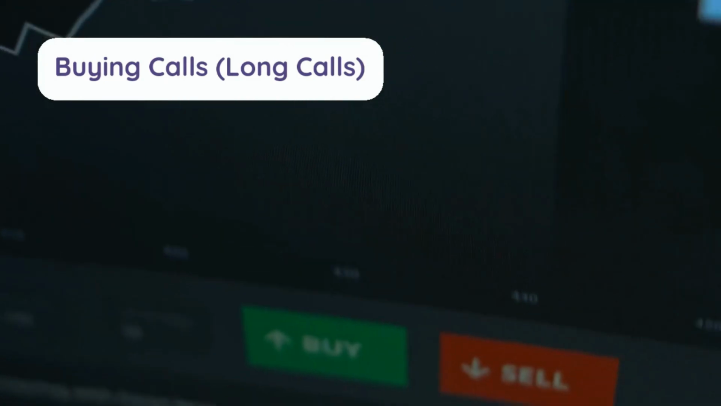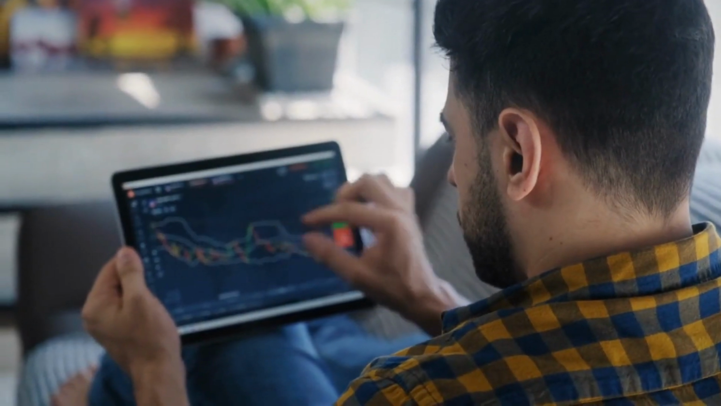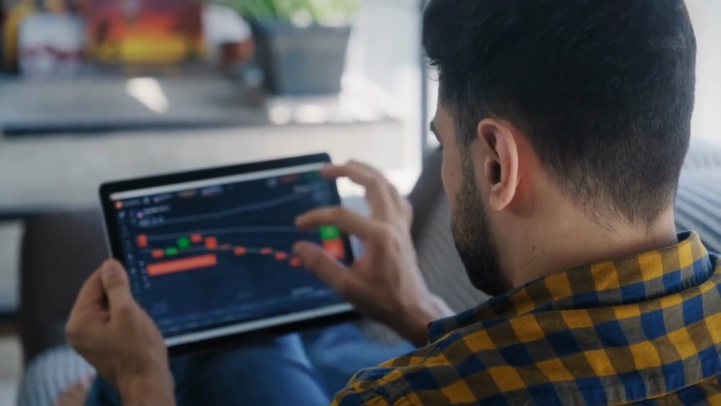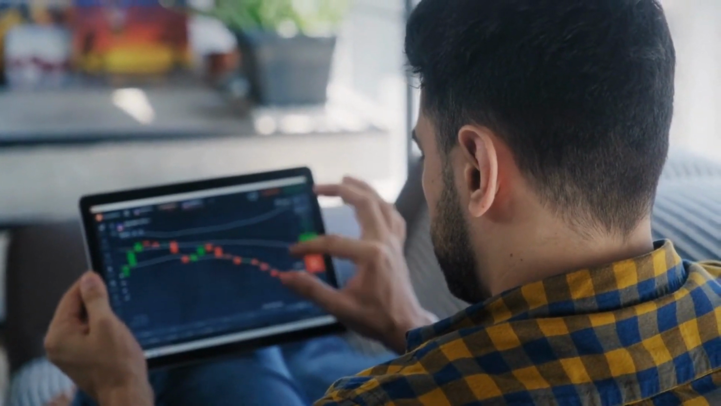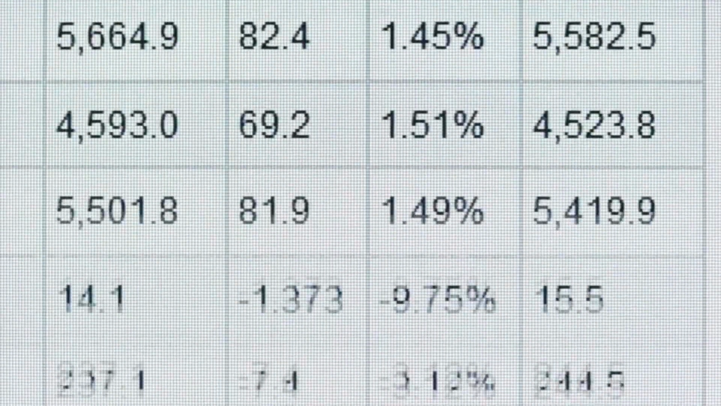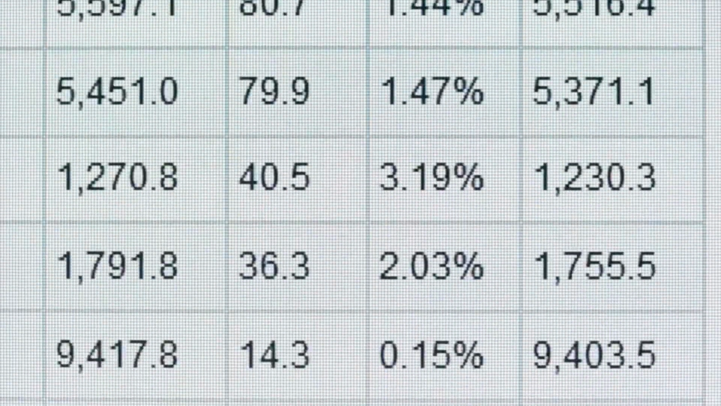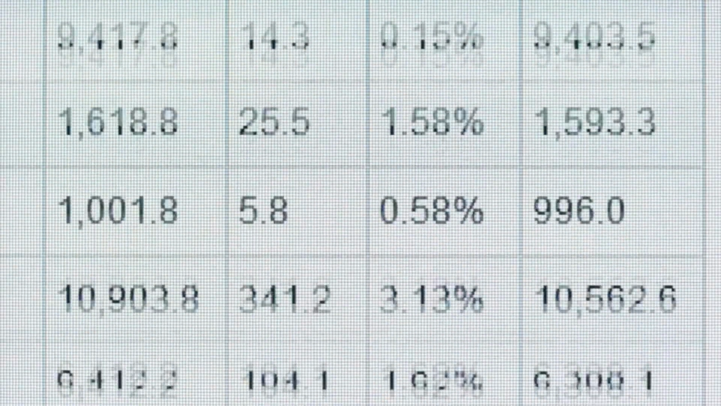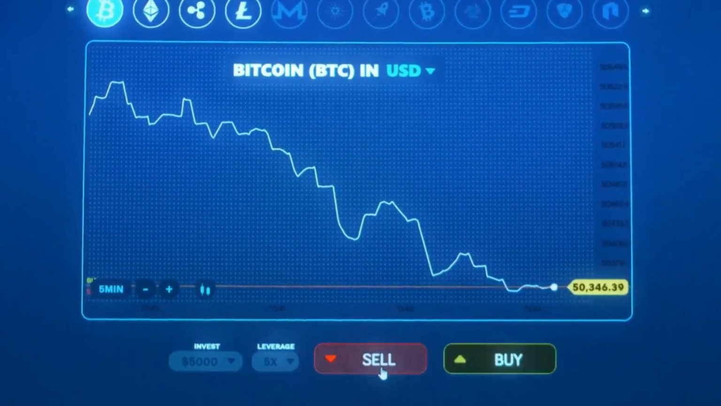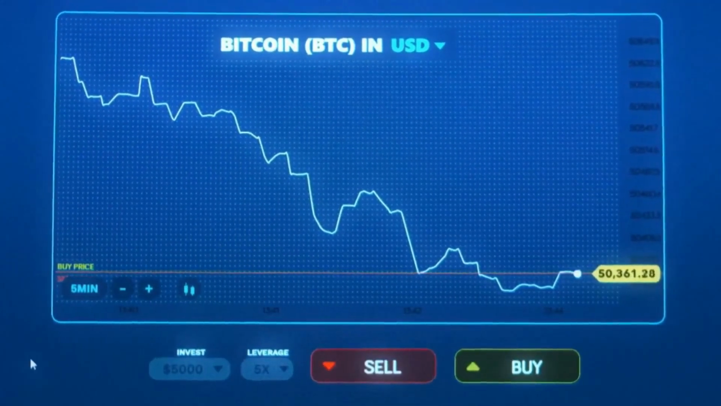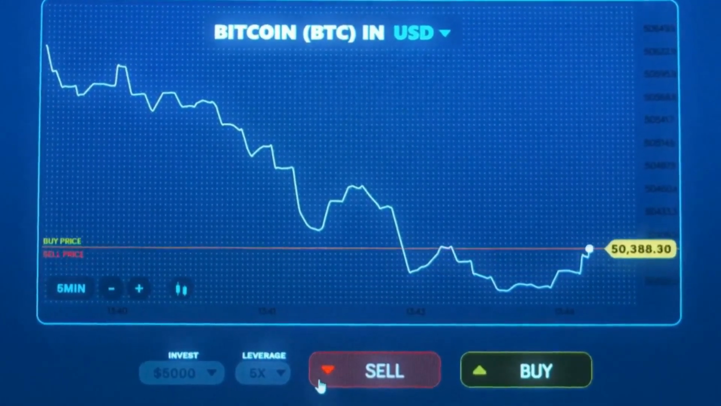Buying calls, long calls. There are some advantages to trading options for those looking to make a directional bet in the market. If you think the price of an asset will rise, you can buy a call option using less capital than the asset itself. At the same time, if the price instead falls, your losses are limited to the premium paid for the options and no more.